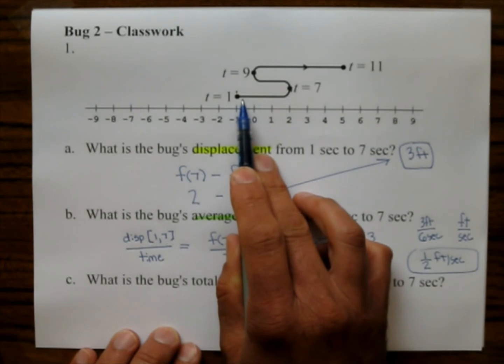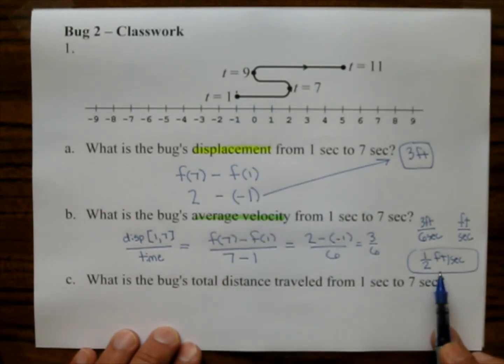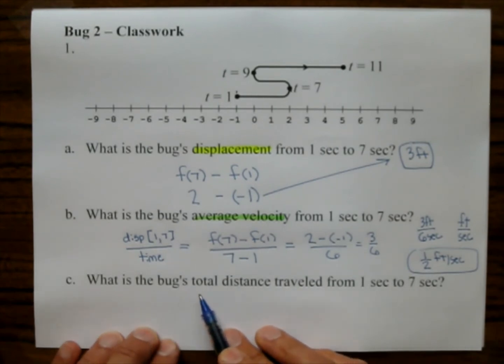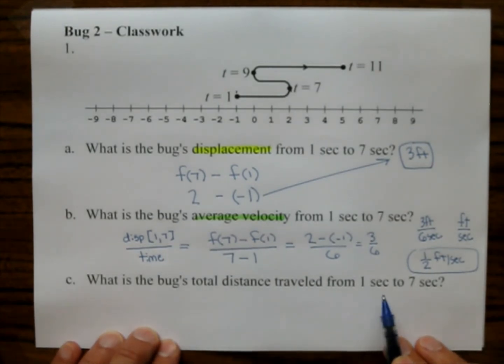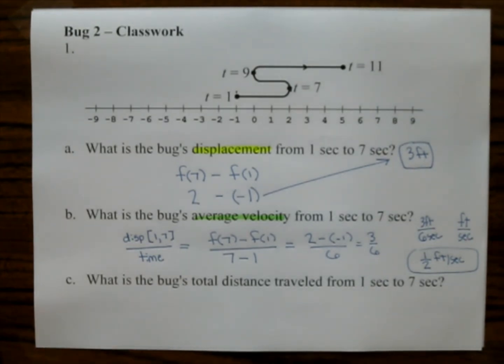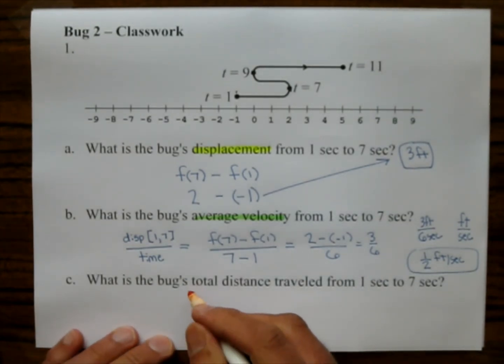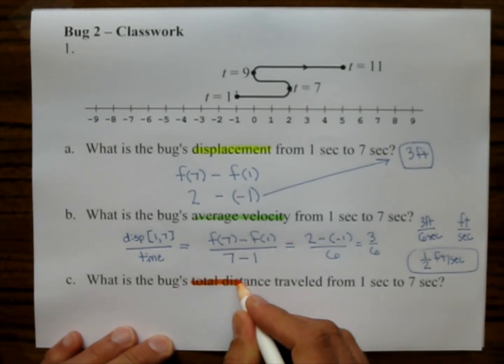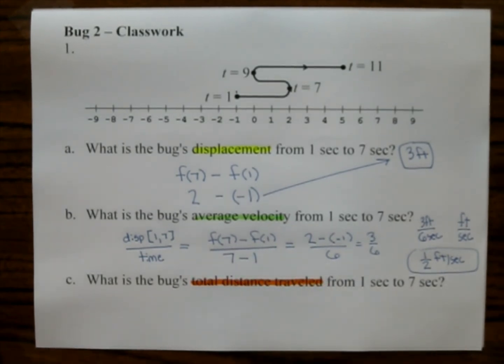So he could have gone quick at the beginning and slower than 1/2 feet per second at the end. Now, what is the bug's total distance traveled from 1 second to 7 seconds? Now, this seems kind of silly because we've already computed the bug's displacement. So the bug's total distance traveled almost seems silly because it seems like it is the displacement.